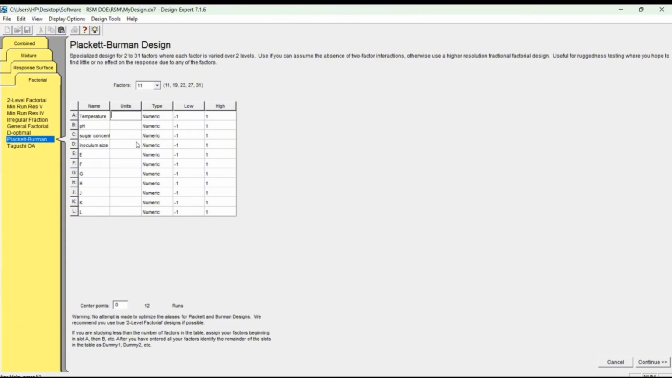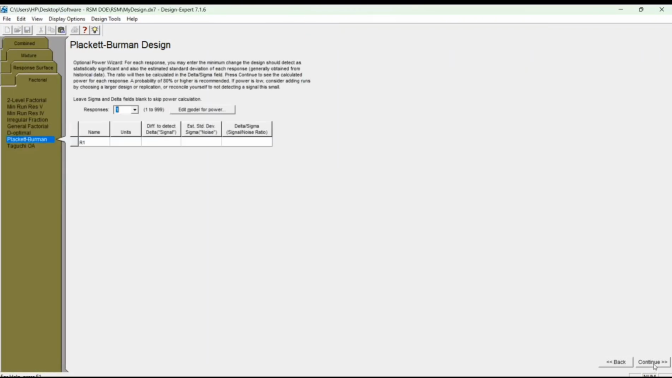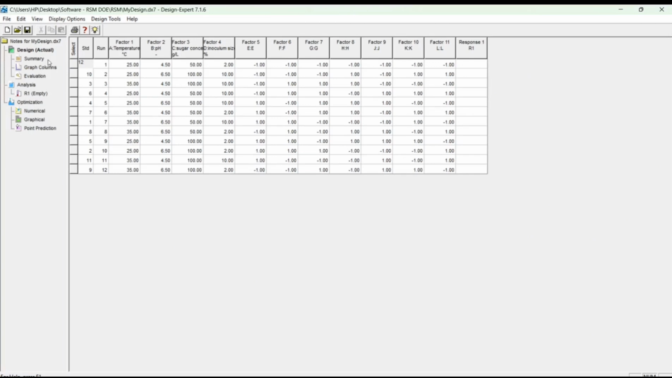For the units, temperature is degree Celsius. For pH, it doesn't have a unit. For sugar concentration, it is gram per liter, and for inoculum size, it is percentage. And then we input the data for the low and high for the 4 factors there. Then we continue. Then we get this table data.